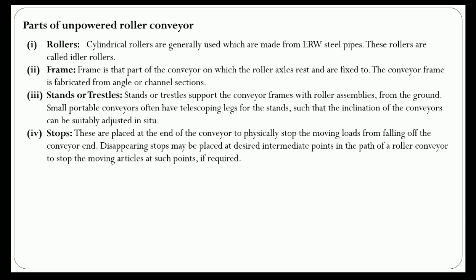The next thing you need to know is the frame. The frame is the part of the conveyor on which the roller axles rest and are fixed. The conveyor frame is fabricated from angle or channel sections. These roller axles are held in slots cut in the flange of the frame. The axles are flat machined at the end so that the axle does not rotate in the slots. It is a very important part of any kind of roller conveyor.